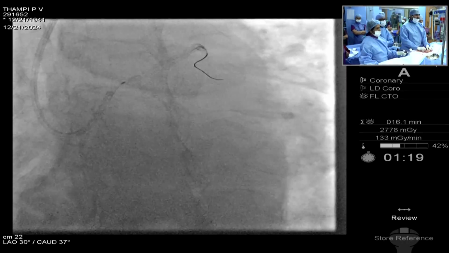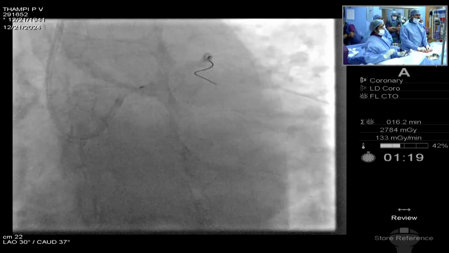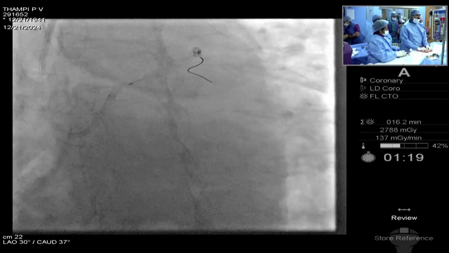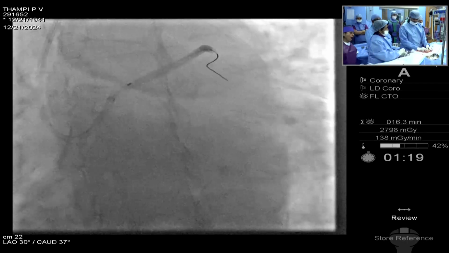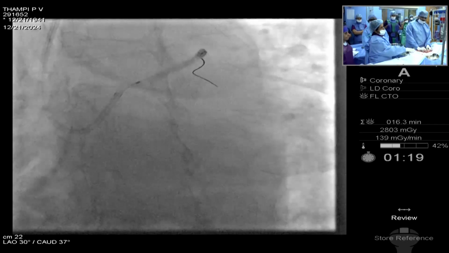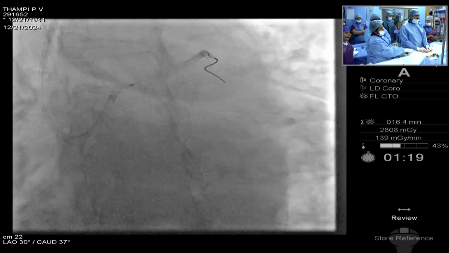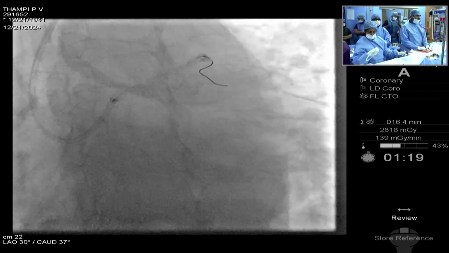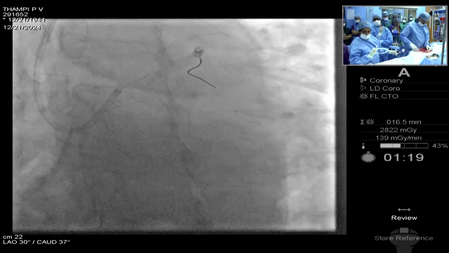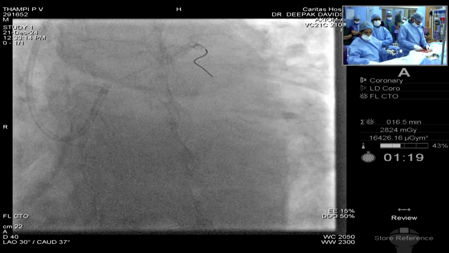Pull back a couple of millimeters and then go up to 16, 18. Negative. So now we'll take this out. A 3 millimeter for the proximal LAD, 2.75 for the distal LAD, and then be ready with a 3.5 also, just for the right at the ostium. 3.5 shorter one.